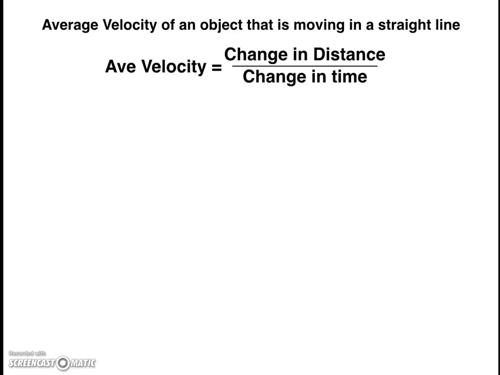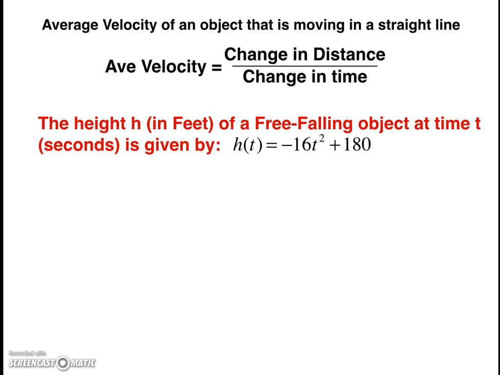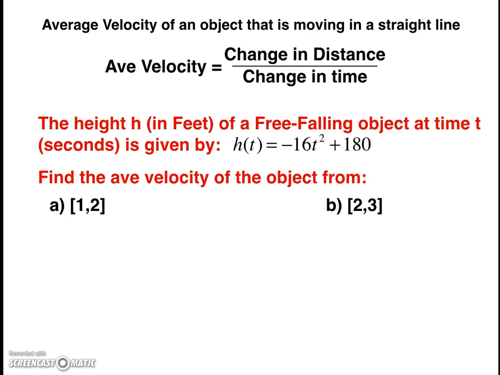The average velocity of an object that is moving in a straight line can be calculated by doing the change in distance divided by the change in time. For example, the height, h in feet, of a free-falling object at time t, where t is measured in seconds, is given by the function h of t equals negative 16t squared plus 108. We're going to find the average velocity of the object from 1 to 2, and again from 2 to 3.